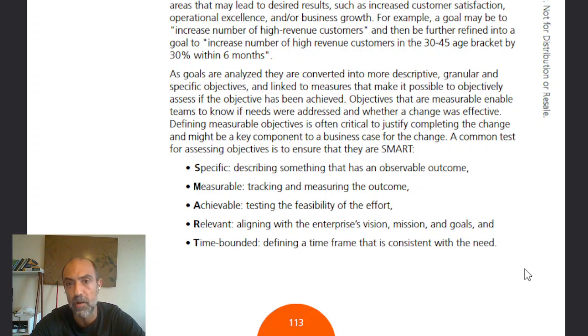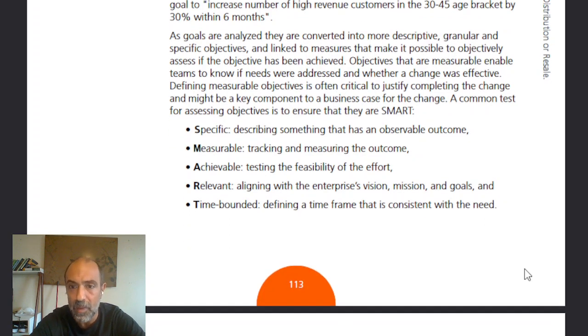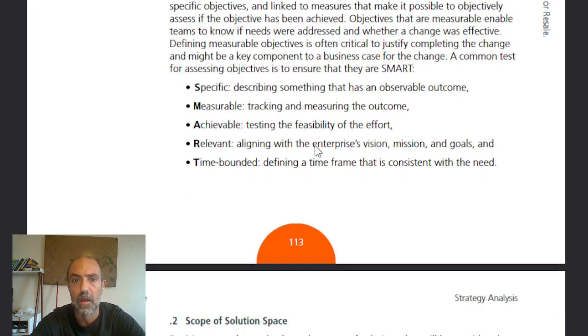Kind of like what we're doing now, inputs and outputs and the elements of it and all the good stuff. Defining measurable objectives is often critical to justify completing the change and might be a key component to a business case for a change. A common test for assessing objectives is to ensure they are SMART.